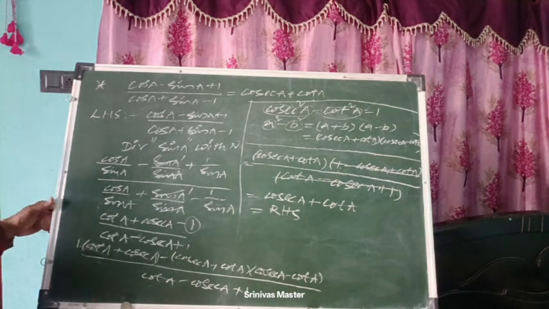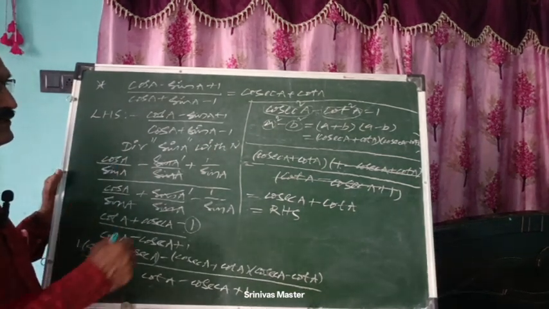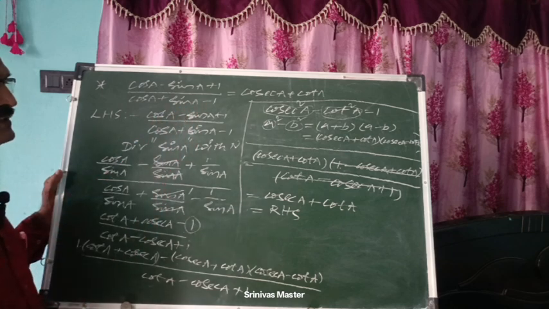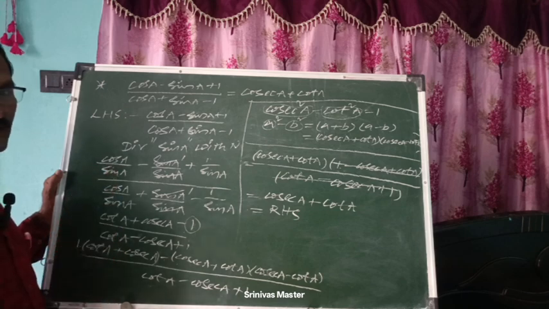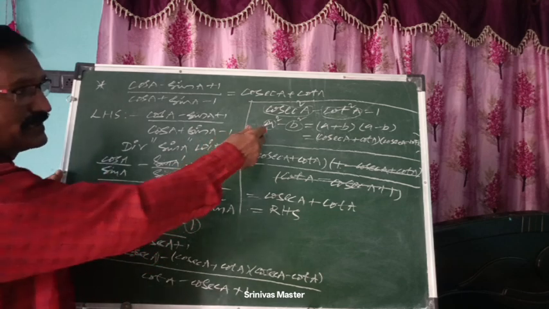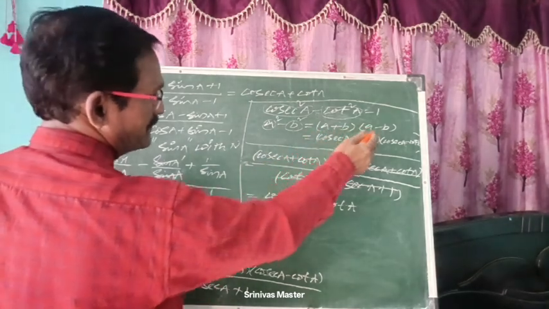Okay, be careful children. According to this, in this problem you apply one of the trigonometrical identities: cosec square A minus cot square A equals 1. In terms of theta, cosec square theta minus cot square theta equals 1. And also apply the algebraic identity A square minus B square, which is equal to A plus B into A minus B.